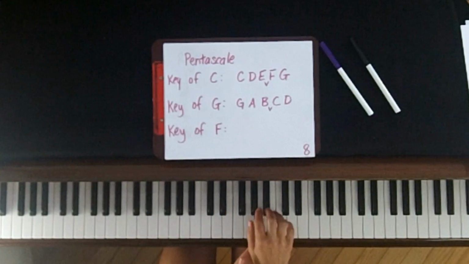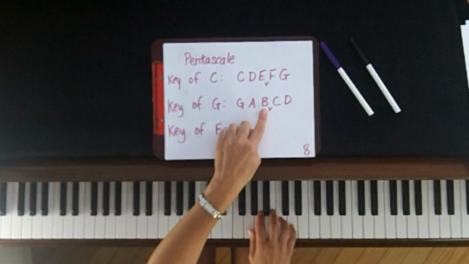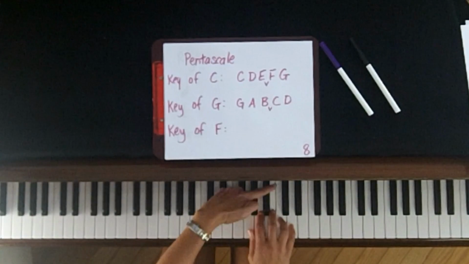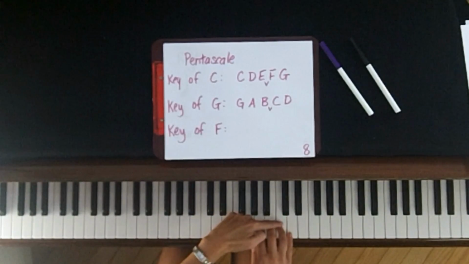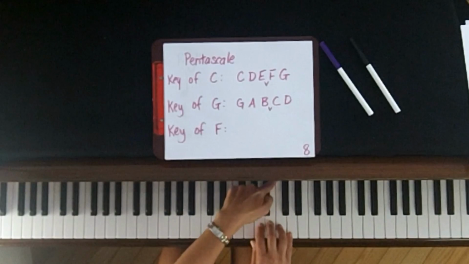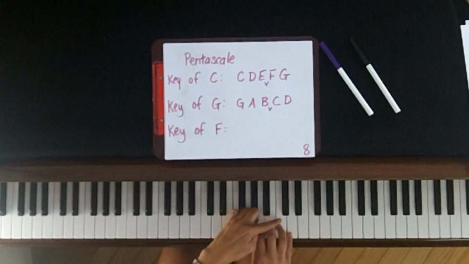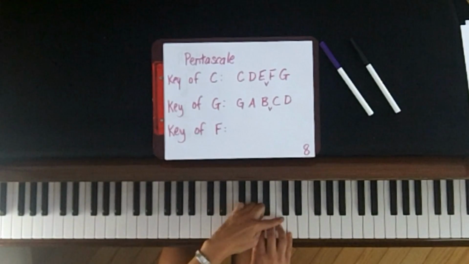Let's try the key of G. So I'm going to begin with my thumb on G, and I'm going to play starting on G using all the white keys. And that sounds like do, re, mi, fa, so. And you'll notice that between the notes B and C, there is no key. Between the two notes we play, there's no black key in between these notes.